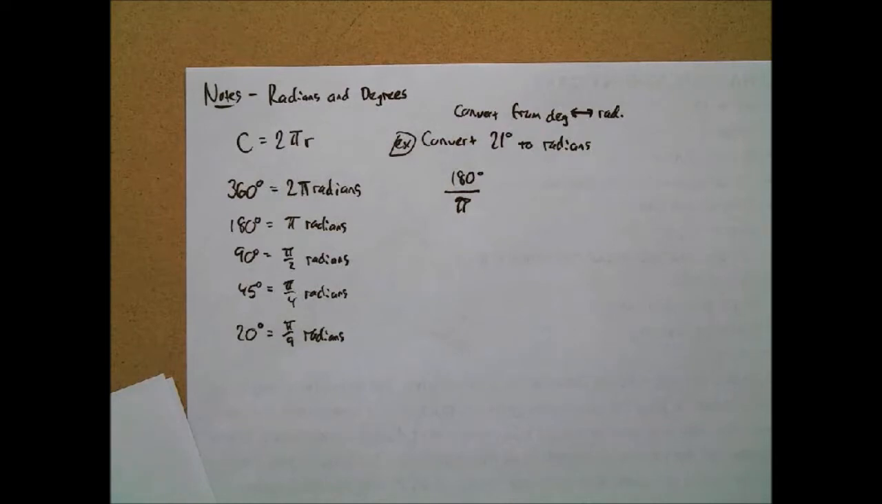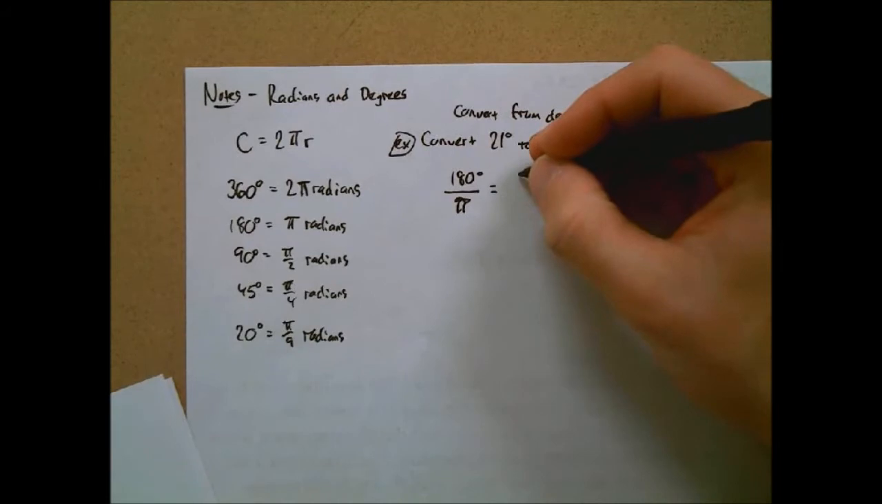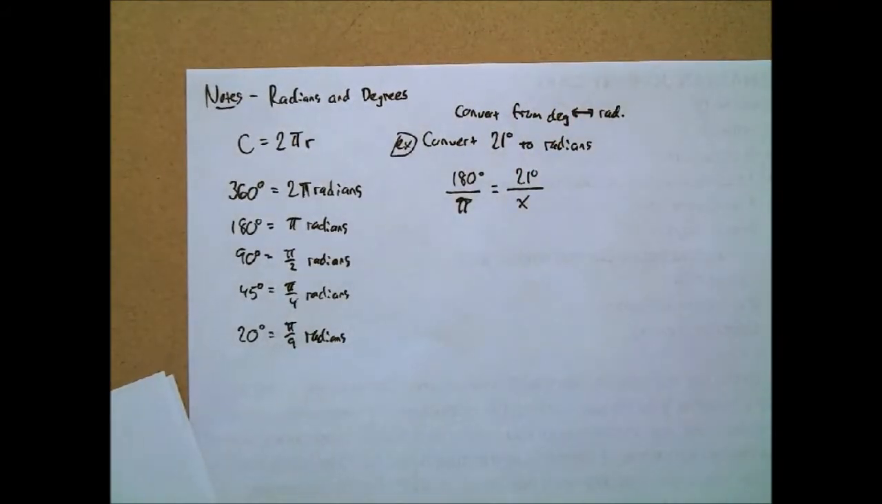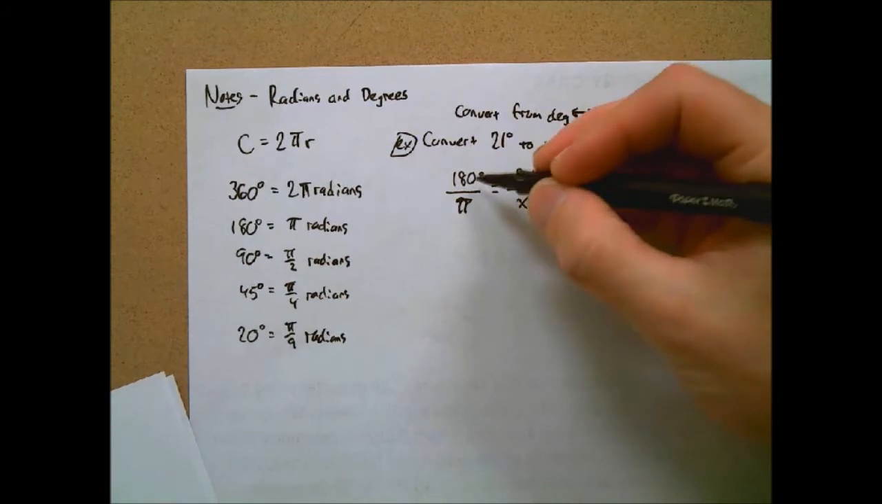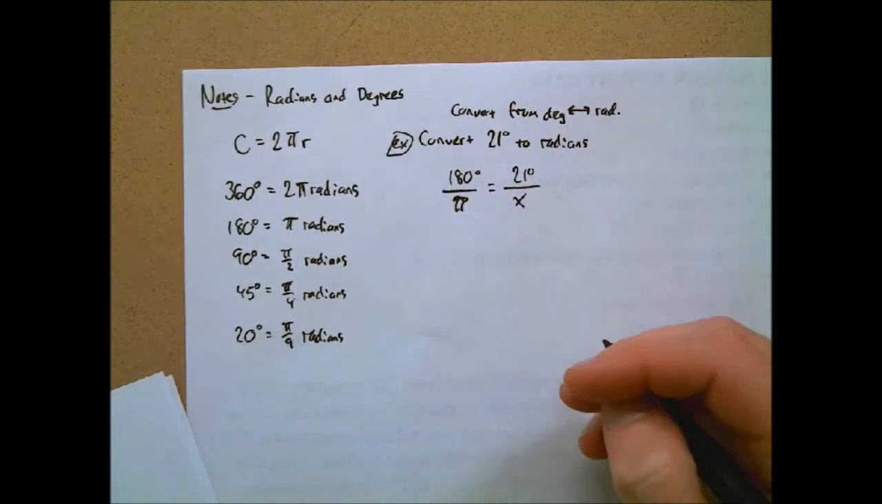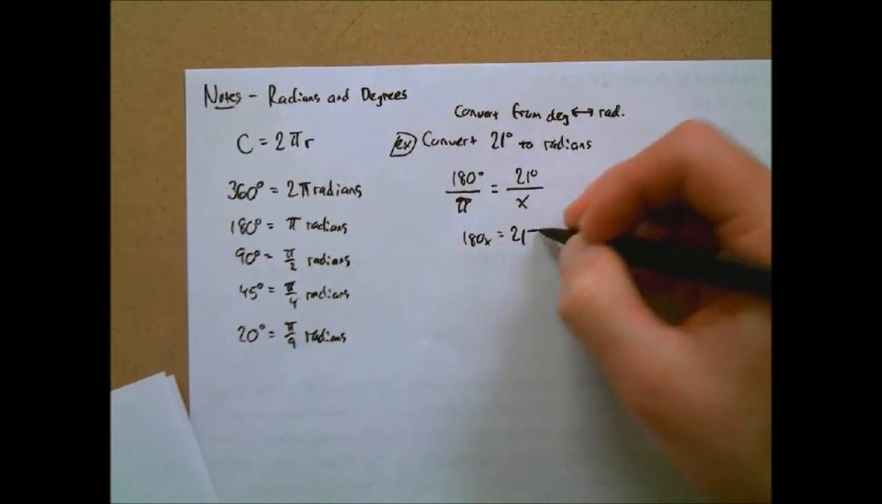Okay? So we have a ratio, right? 180 degrees is the same as pi radians, and the same ratio as, well, the 21 degrees will go up here over, and then we're going to solve for the x number of radians there. So we'll set up a proportion, starting with a known angle and degree and radian measure that we know, and then we'll just cross multiply and solve. So we get 180x equals 21 pi.